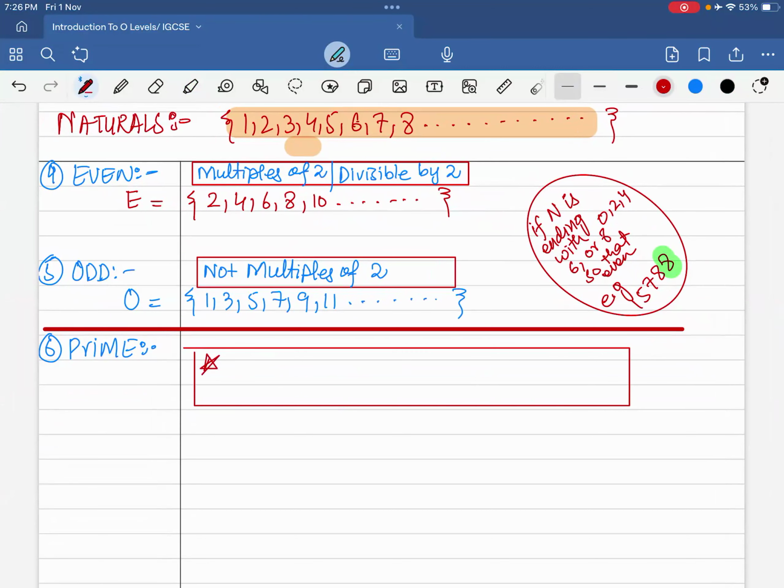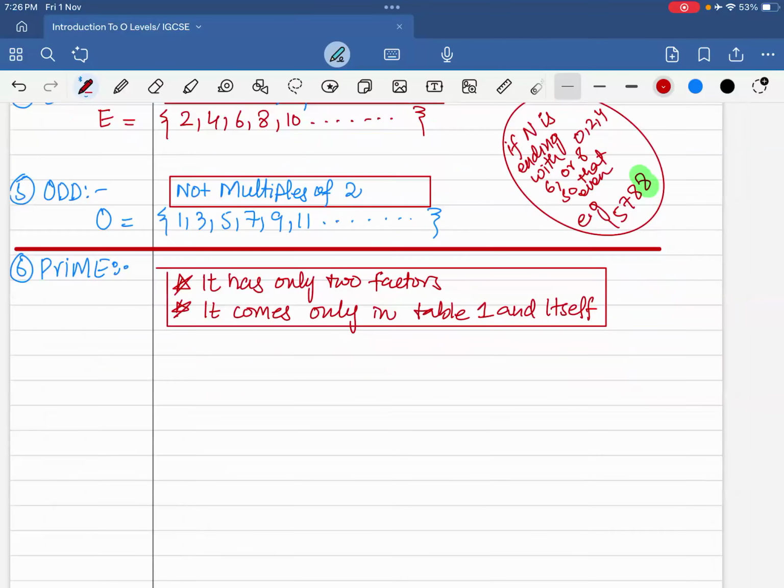Prime numbers, the first point is they have only two factors. It's a difficult statement, so let me write it in an easy way. It comes only in table 1 and itself. Is this easy now? Yes, sir. Prime numbers are those numbers which have only two factors. They come only in their own table and table number 1.